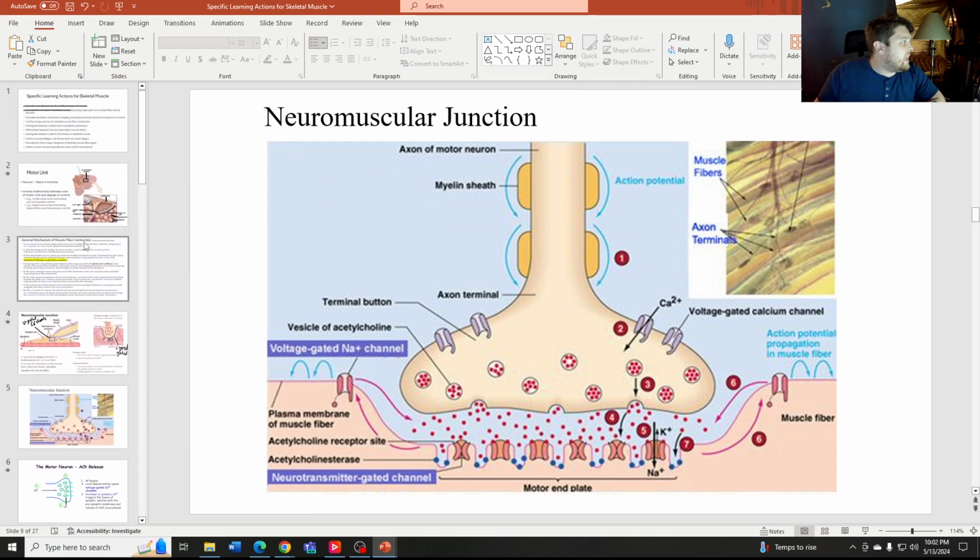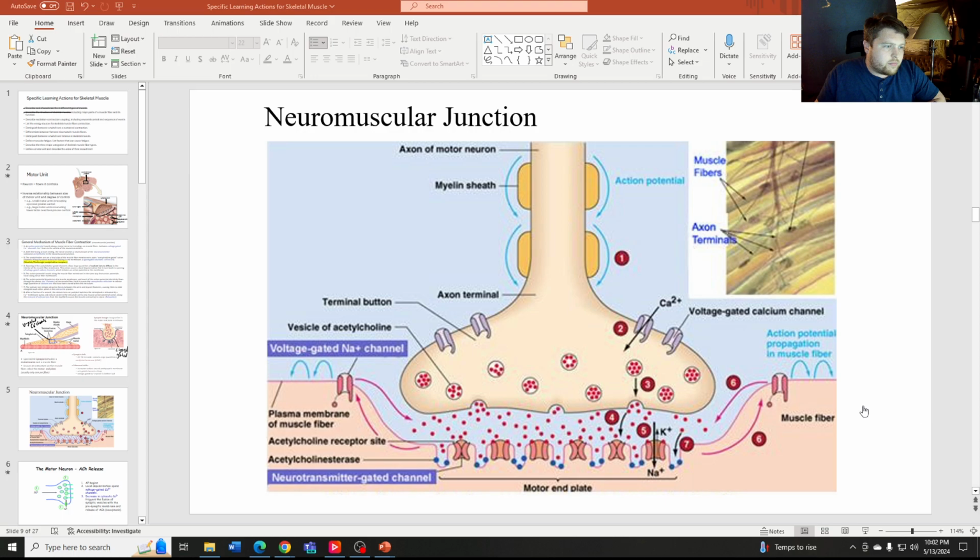So we have an action potential that runs down the axon of the motor neuron, all the way down until it reaches the axon terminal. As it reaches the axon terminal, that change in voltage causes voltage-gated calcium channels to open. The calcium then triggers vesicles, which contain acetylcholine. That acetylcholine migrates to the end plate.